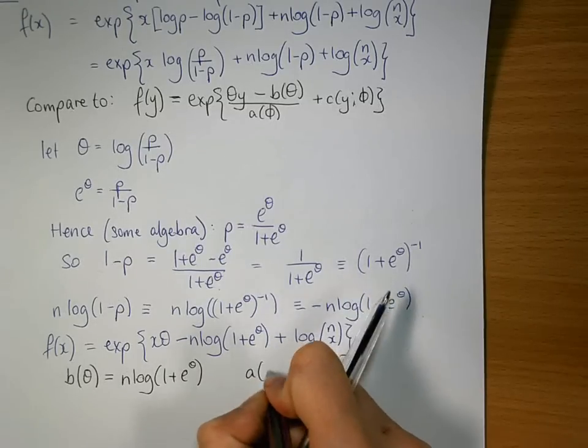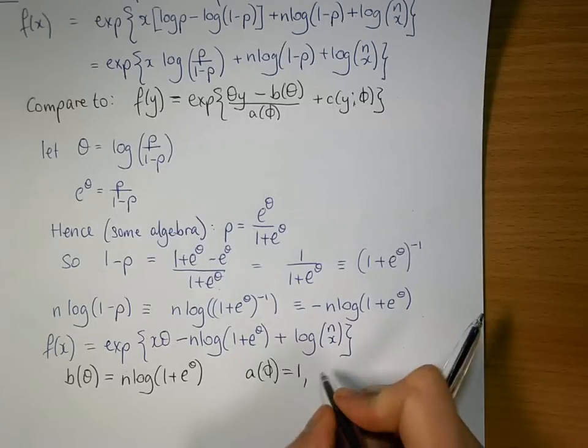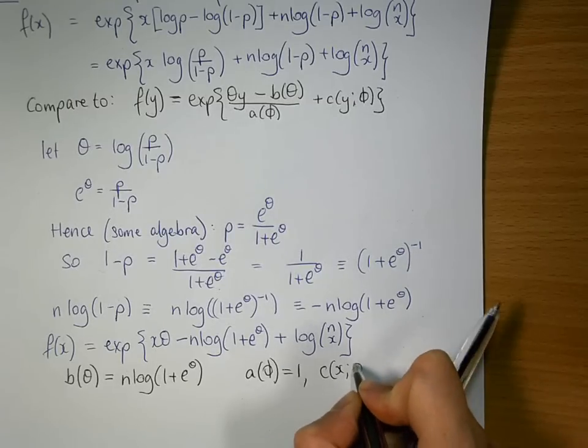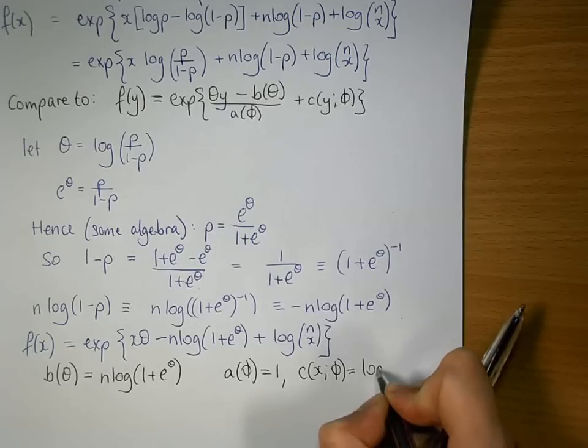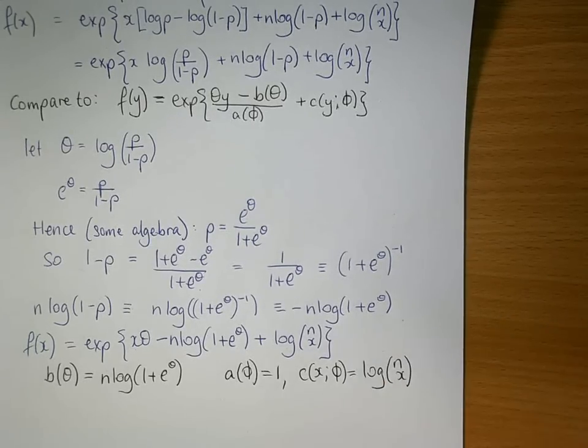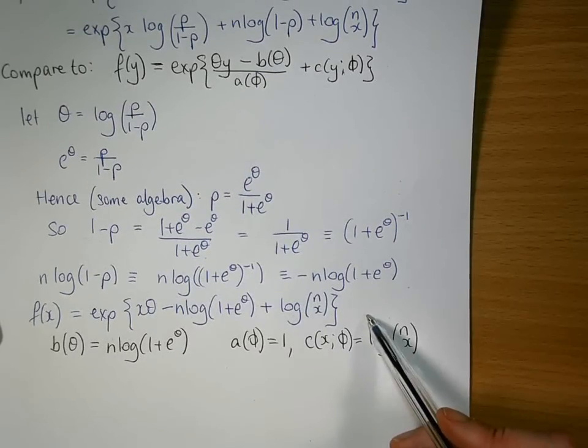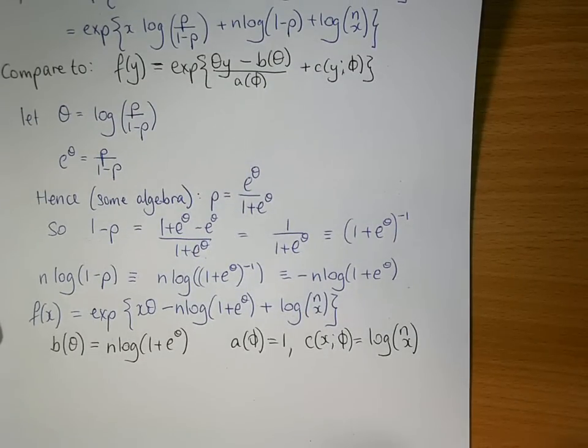And so a of phi is equal to 1, and c of x and phi is log n choose x. That is shown that the binomial distribution is a member of the exponential family of distributions. I'll then proceed to demonstrate that I can find the mean, the variance, and the canonical link of the binomial distribution.